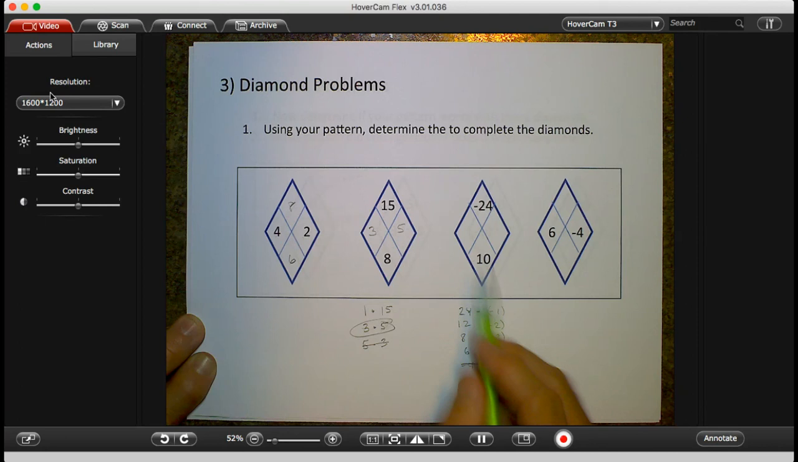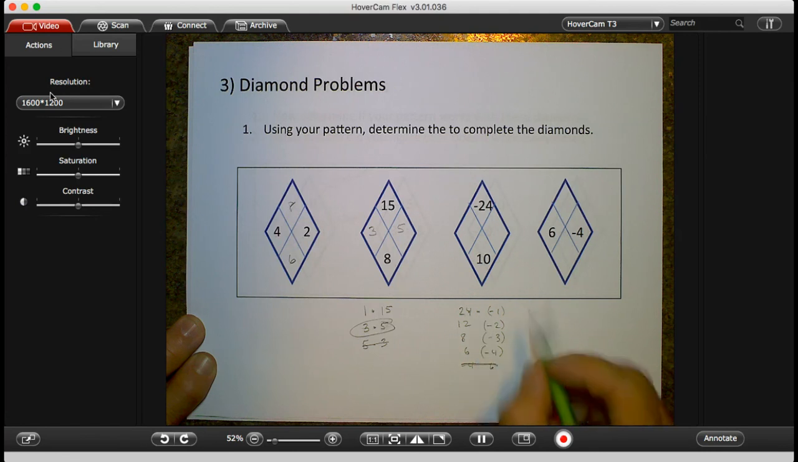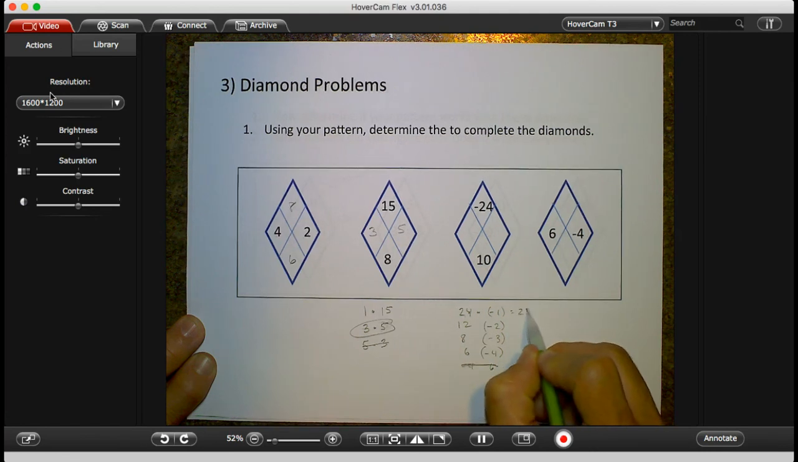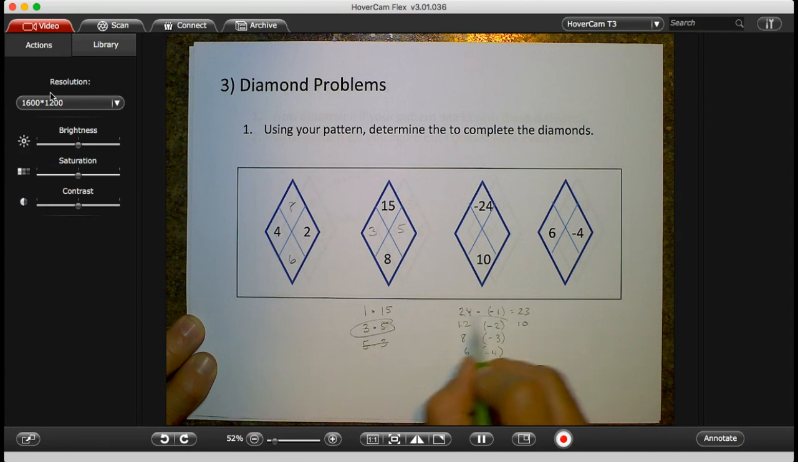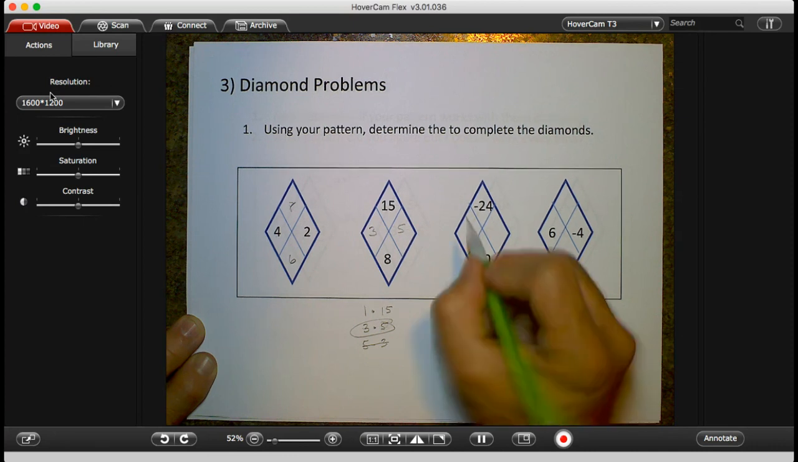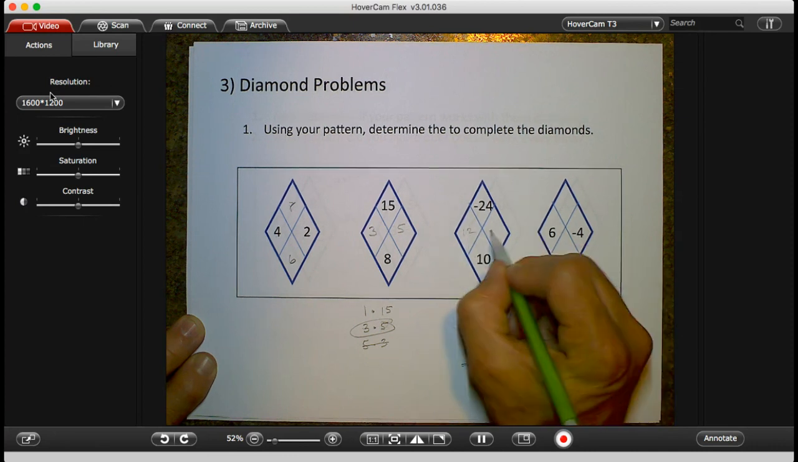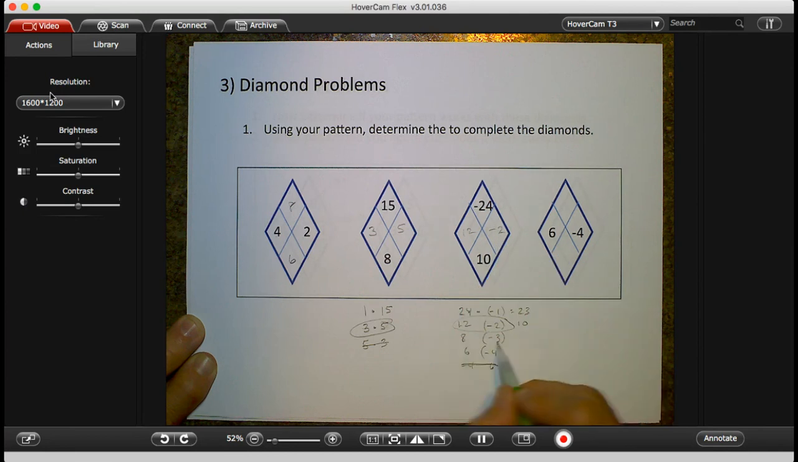And now we just have to figure out which one of these, when added together, equal 10. Well, 24 plus a negative 1 would be 23. That's not it. 12 plus a negative 2 is 10. That's our answer. So 12 and a negative 2. 8 and a negative 3 would be 5. That's not it. 6 and a negative 4 would be 2. That's not it.